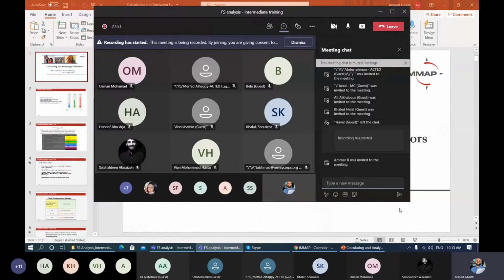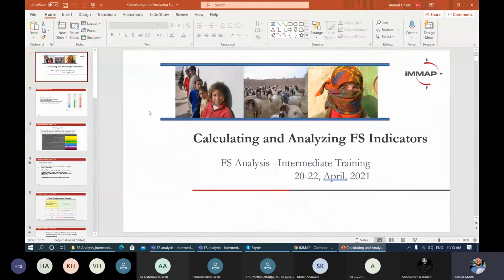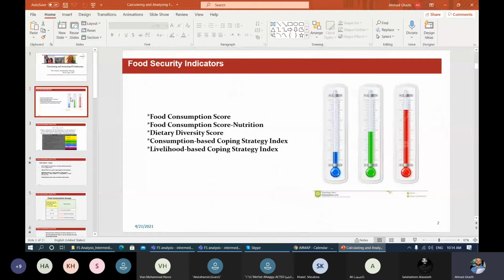The session today is focusing a lot on the technical component of calculating the food security indicators, the headline ones, as well as the expenditure. So we're going to do food consumption score, nutrition quality analysis, which is a sort of sub-indicator of food consumption score, dietary diversity score, consumption-based coping strategy index, or the rCSI, and the livelihood-based coping strategy index.